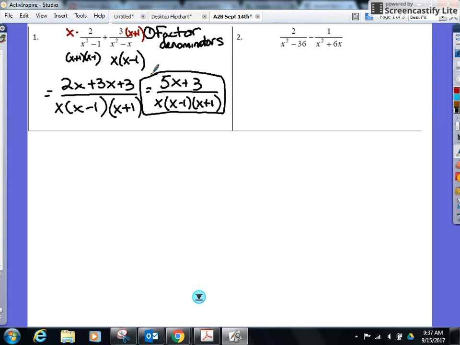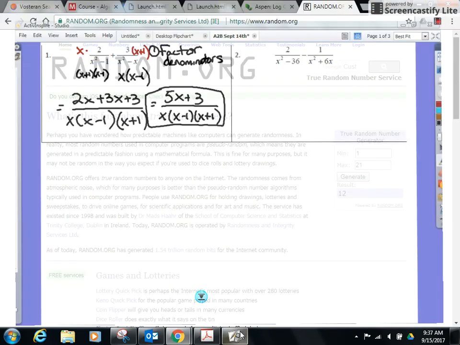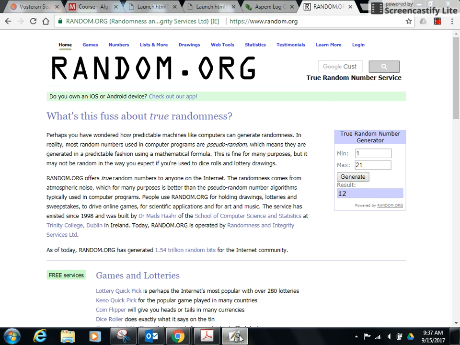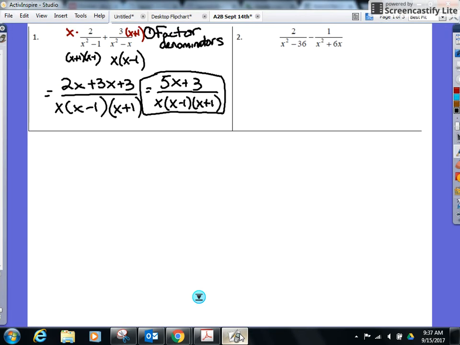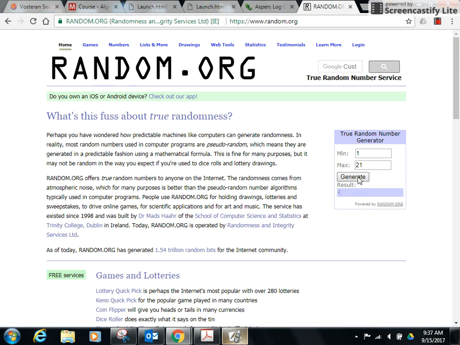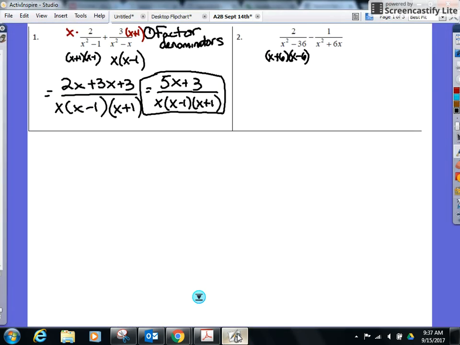Factor the denominators first. Factor the denominators. Don't cross off. No crossing off. Just factor the denominators. So that first one factors into number 12 again. Good man. X plus 6, X minus 6. And how about that next denominator? 4.